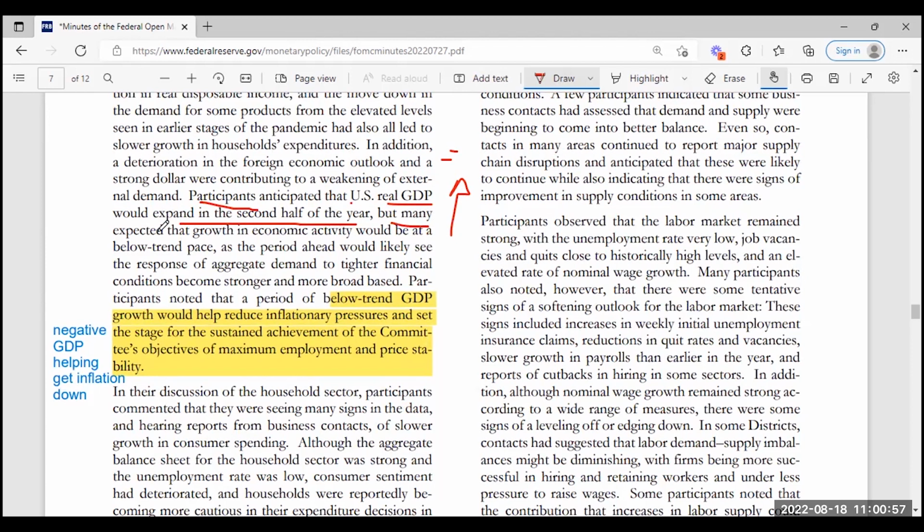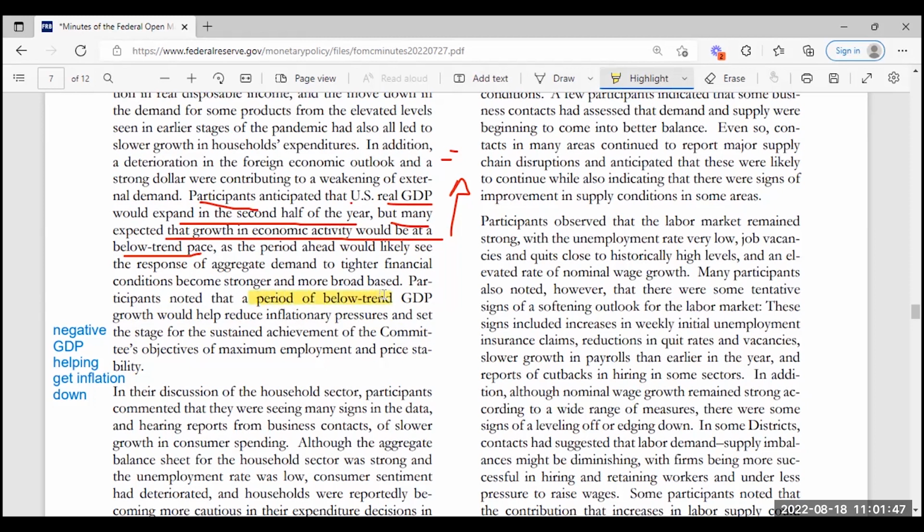But many expected that growth in economic activity would be at a below-trend pace, as the period ahead would likely see the response of aggregate demand to tighter financial conditions become stronger or more broad-based. I was like, oh, okay, that's a mouthful. Now, participants noted that a period of below-trend GDP growth, which is what we have right now, two negative quarters, would help reduce inflationary pressures. Guys, are you hearing this? So these guys are saying that what people like Leroy and the rest of the world call recession, we as the FOMC are saying it's a blessing in disguise.